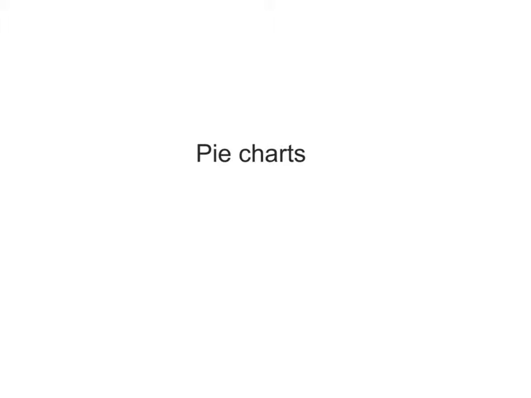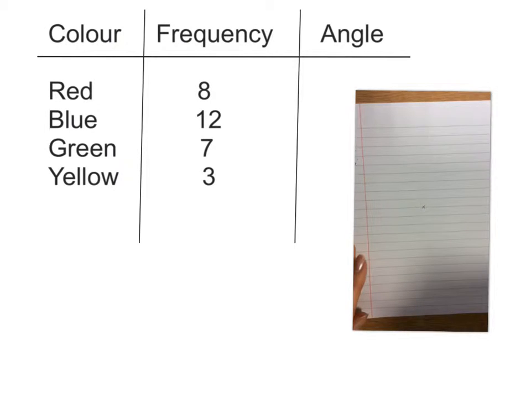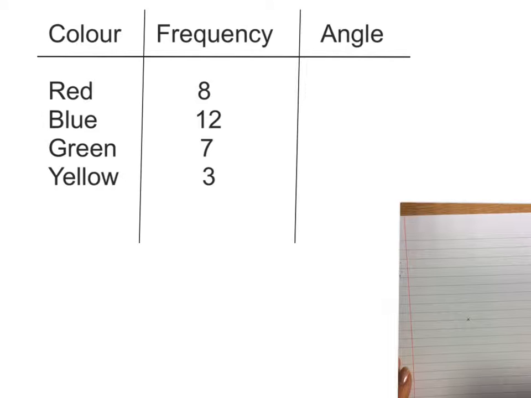Okay, pie charts. This video just has a quick example on how to draw a pie chart. You will be given a table with a bit of information in it. You can see here we're doing this on colour. What you need to do in order to calculate your angles is get the total frequency. So 8 plus 12 is 20, 7 is 27, 3 is 30.